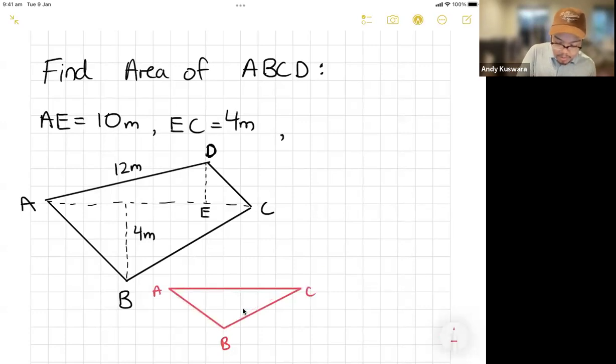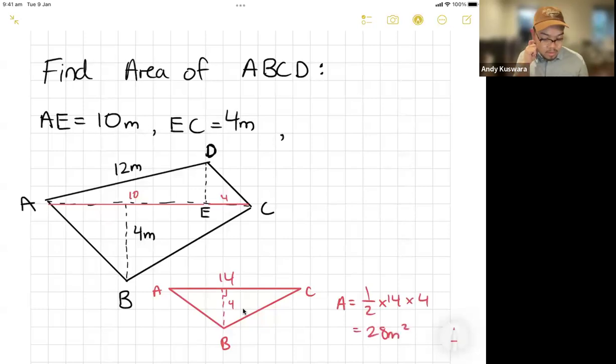So pretending this is ABC, the length from A to E, they say is 10. They say from E to C is 4. So I can see here that that's a length of 14. I can see that that's a height of 4. And so how do I find the area of this triangle? Half times base times height. Okay, so that would be 28 meters squared.